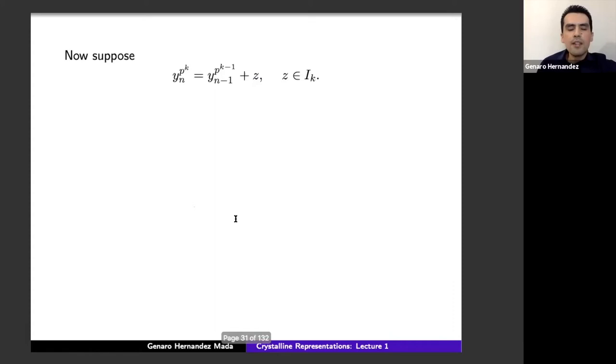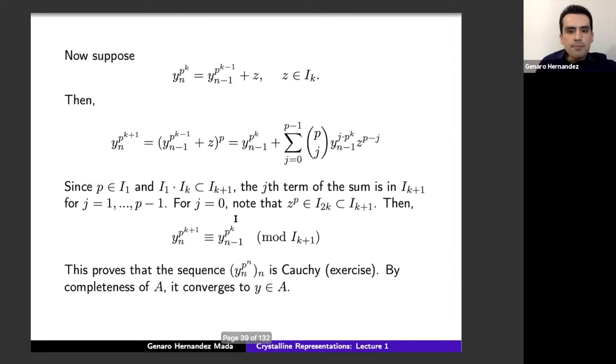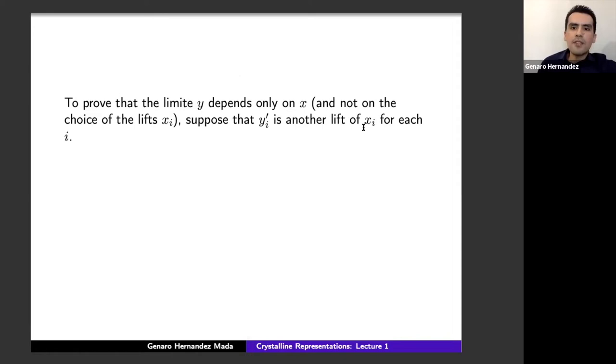Okay, so there I have the condition for k equals 1, and then it's by induction. And well, this is the inductive part. I will not say too much about that. We use the completeness of A. And the importance of this is this. So we need to prove that the limit y depends only on x. So what do we do here? So we take a different choice of lifts of x_i. So here, suppose that y_i prime is another lift of x_i for each i.